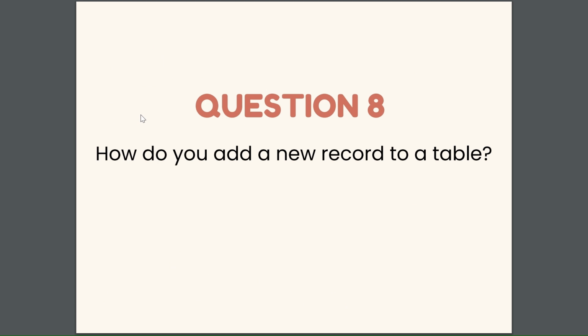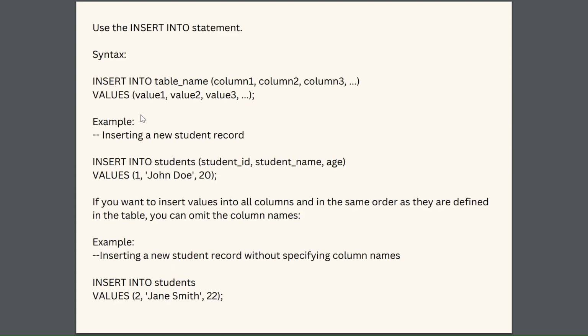So in order to add a new record to a table, we will use the insert into statement, and the basic syntax is insert into, and next we will specify the table name, and the column names where we want to input the records. And after that, we will specify values, and inside parentheses, we will specify each value for the column which are specified in the above clause. And if you want to insert values into all columns and in the same order as they are defined in the table, you can omit the column names.